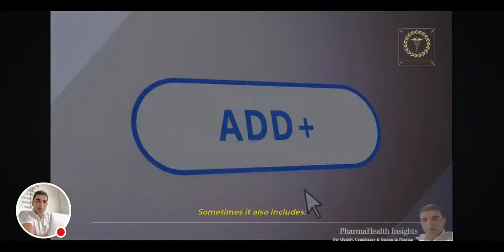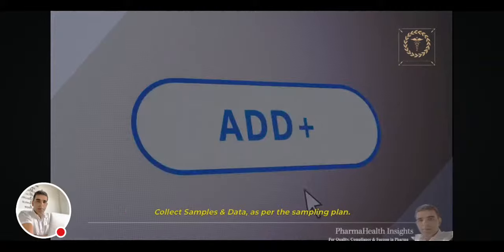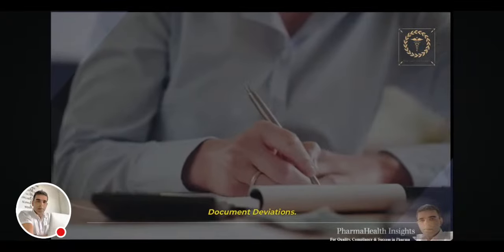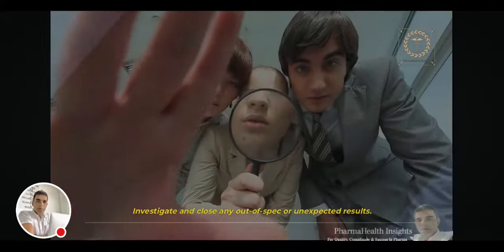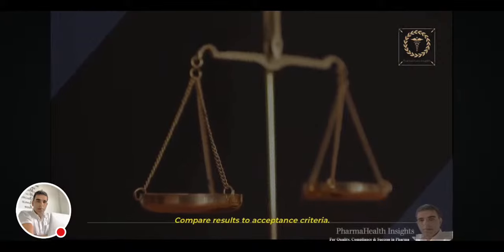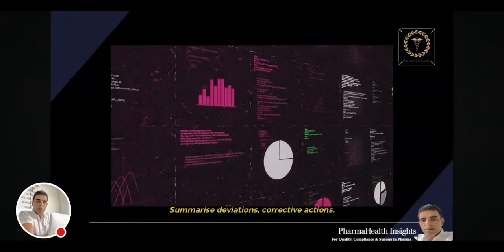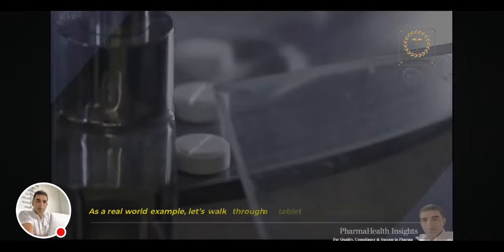Sometimes it also includes maximum and minimum loads, challenging environmental conditions, worst case scenarios, for example, longest run time, fastest speed. Collect samples and data as per the sampling plan, including in-process, finished product, and environmental checks. Document deviations. Investigate and close any out-of-spec or unexpected results. Prepare the PQ report. Compare results to acceptance criteria. Summarize deviations, corrective actions. Get final approval by QA.